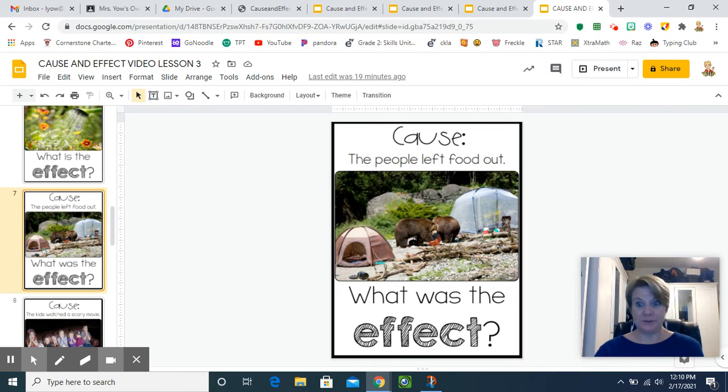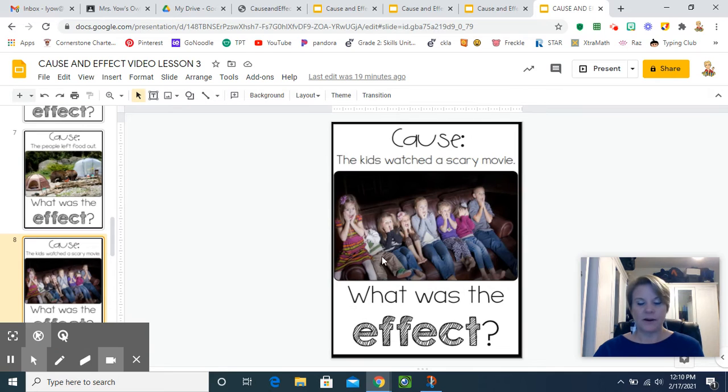The bears got into the food. Good. So that would be your effect. All right, and here you have a picture of a bunch of kids that are sitting on a couch and they're all looking really scared. And the cause is the kids watched a scary movie. So, what do you think the effect is?